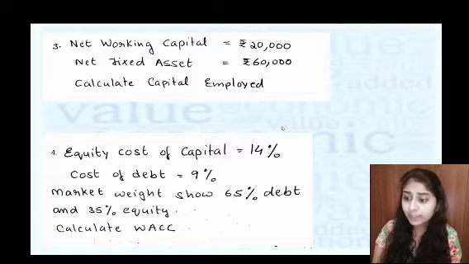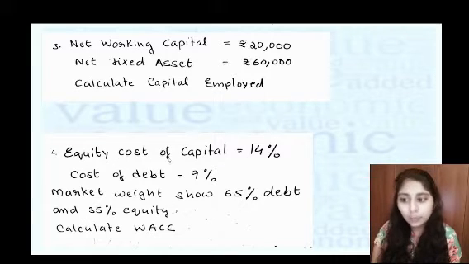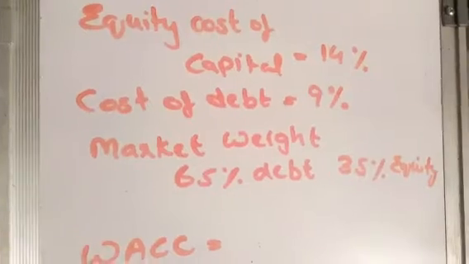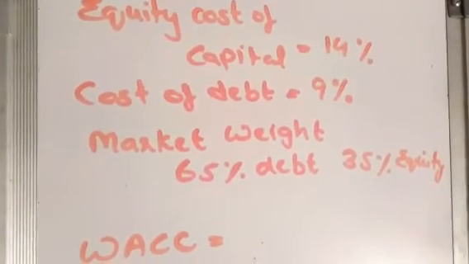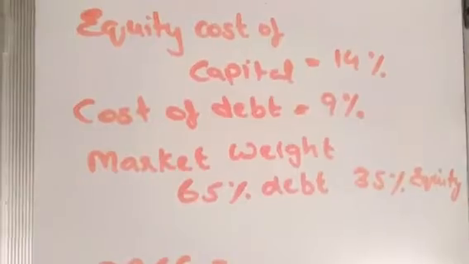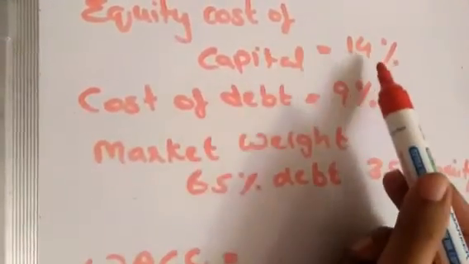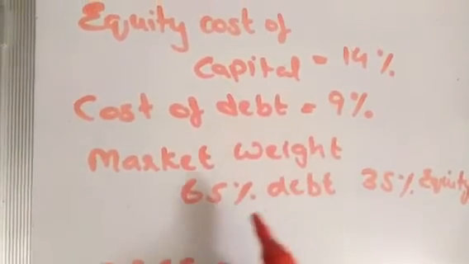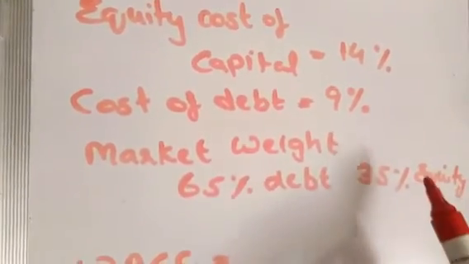Now let's see how to calculate the weighted average cost of capital. In the fourth question it is given that equity cost of capital is 14%, cost of debt is 9%, and the market weight shows 65% debt and 35% equity, and we are asked to calculate the weighted average cost of capital. So let's calculate it. In the question it is given that equity cost of capital is 14% and cost of debt is 9%. But the market weight is 65% debt and 35% equity.